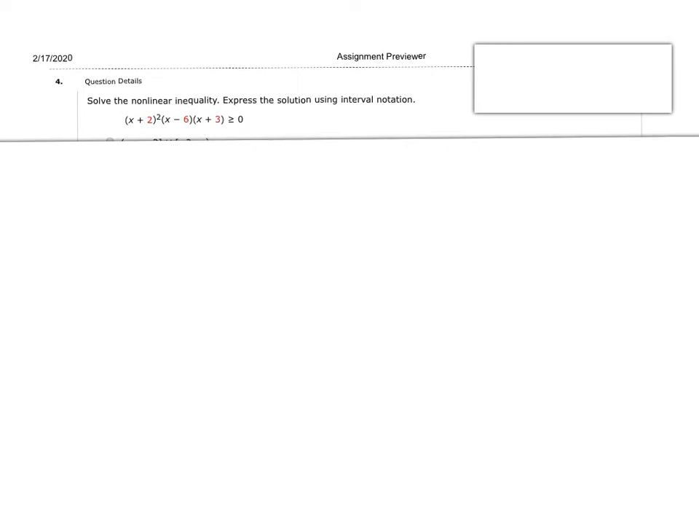All right, this one we can see once again is already in factored form. So I'm just going to go to the number line. We got -3, we got -2, and then we got +6. These are all going to be closed dots here. And so I'm going to have to test here.